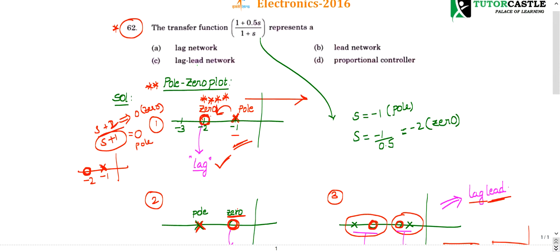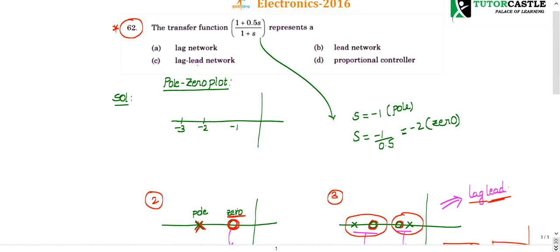For the question, let us try to plot the transfer function. You can see the denominator: if you equate the denominator to 0, you get s equal to -1. That is the pole. If you make the numerator equal to 0, 1 plus 0.5s equals 0, so 0.5s equals -1, so s becomes -1 by 0.5, which is nothing but -2. The same thing I have done here directly. So the 0 is located at -2, the pole is located at -1. At -1 you have a pole, indicated with a cross mark. At -2 you have a 0, indicated with a 0.